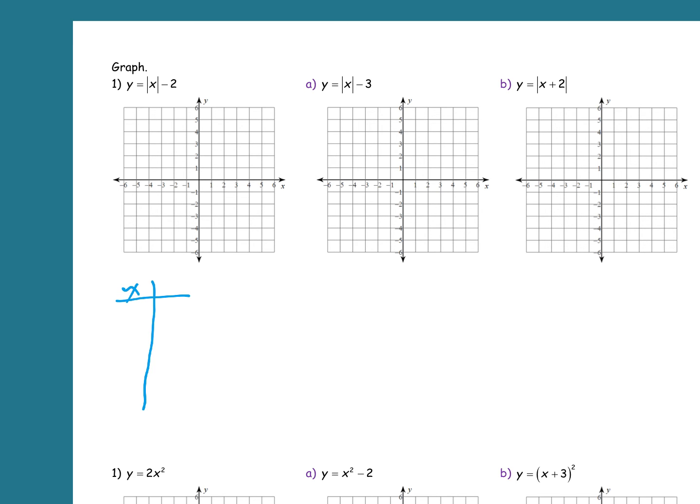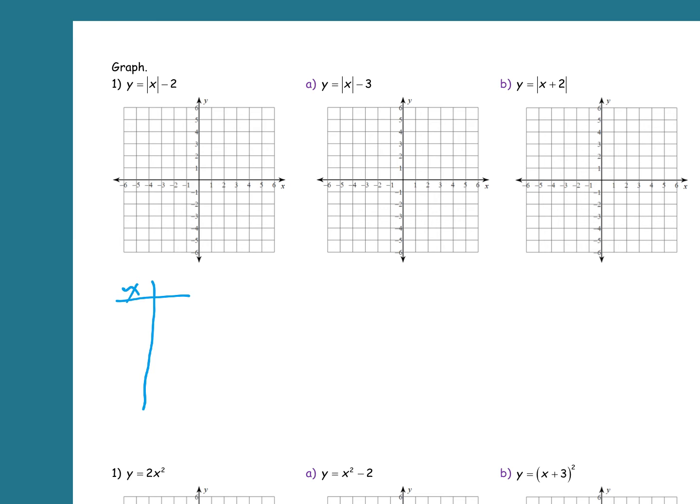Who knows what the shape of an absolute value graph looks like? It's not curved. It's a line, and then the absolute value means that there's no negative, so what happens to it? It doesn't curve. It V's. It's a V. Okay, so it's a straight line that V's. Good.